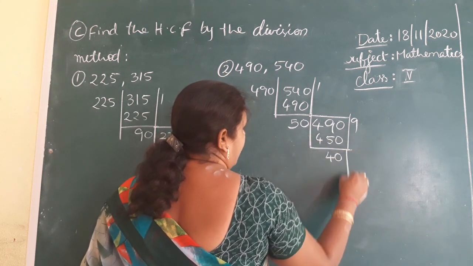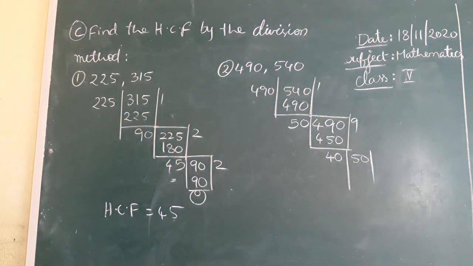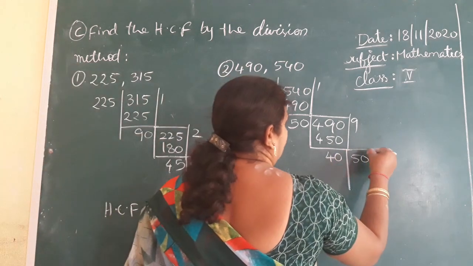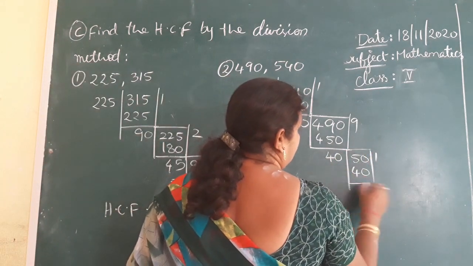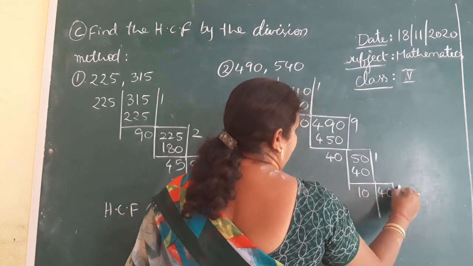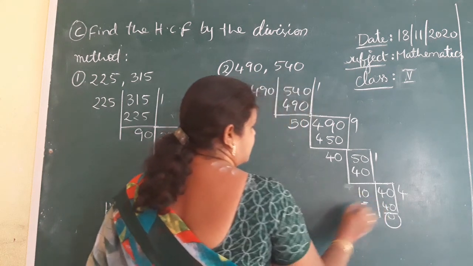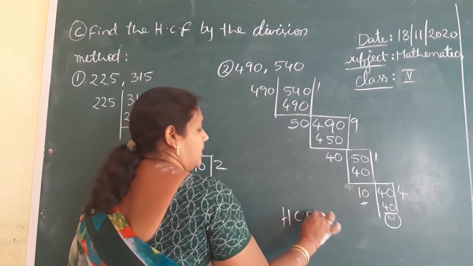Remainder 40. Again check, does this 40 divide 50 or not? One time only it divides, na? So 40 1s are 40, remainder 10. Again check, does this 10 divide 40? Yes, it divides 40. So now you can write the HCF as 10. HCF is equal to 10.